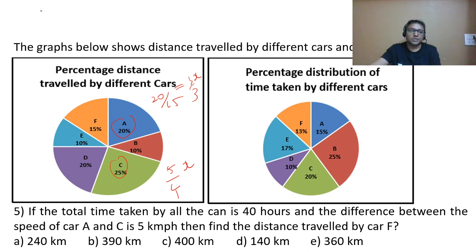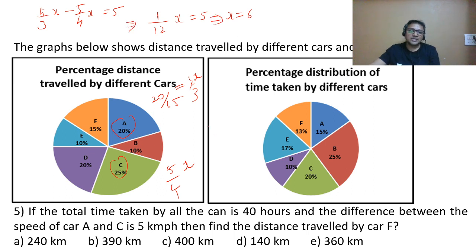So we use this here. 4 upon 3 x minus 5 upon 4 x is equal to 5 kilometers per hour. Take x common, you'll get 1 upon 12 x equal to 5, or you'll get x equal to 60.